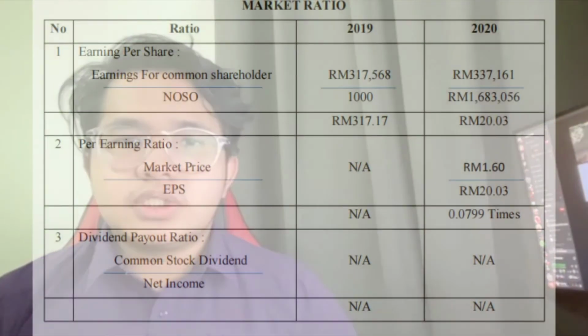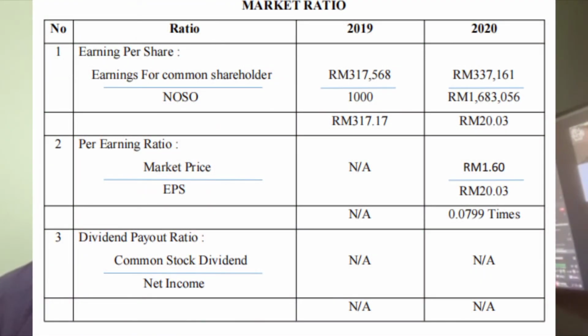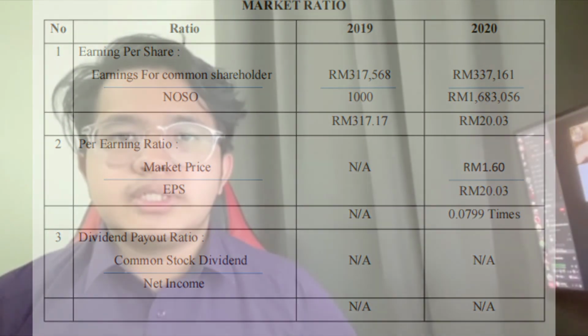Price earning ratio in the year of 2019 is not available. Hence, in the year of 2020, the company shows the PE ratio of 0.0799 times. Mr. DIY shown none of the dividend payout ratio for the year of 2019 and 2020 as the data could not be reached, or either way it does not exist, meaning there is no dividend paid.